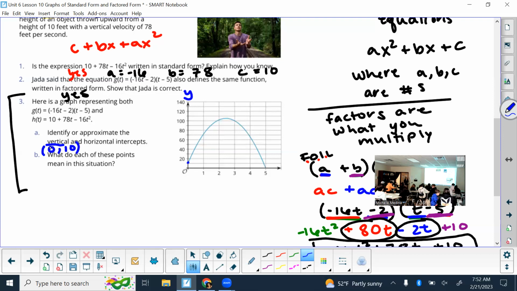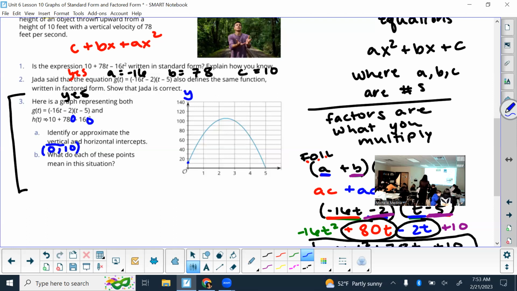You could also plug it into the given equation. Plug in 0 for the x or the t. And guess what? 78 times 0 is 0. Negative 16 times 0 squared is 0. So it ends up just being the 10. Make sense? So in other words, for these, it's (0, c) when it's in standard form. Question?